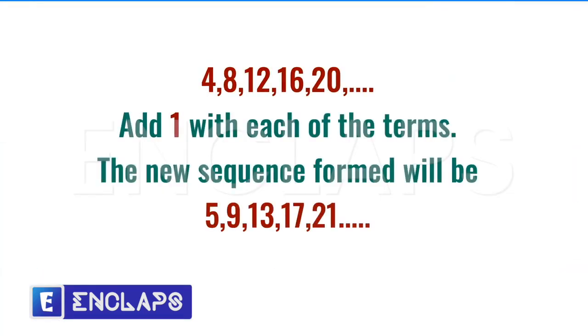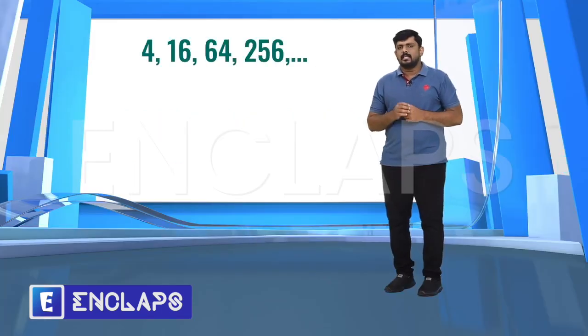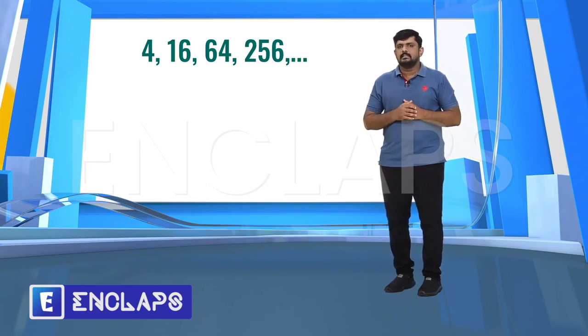Now add 1 to each term of the sequence. That is, the new sequence will be 5, 9, 13, 17, etc. Here also we can say that the common difference of this arithmetic sequence is 4. Now let us consider the powers of 4. That is 4, 16, 64, 256, etc.